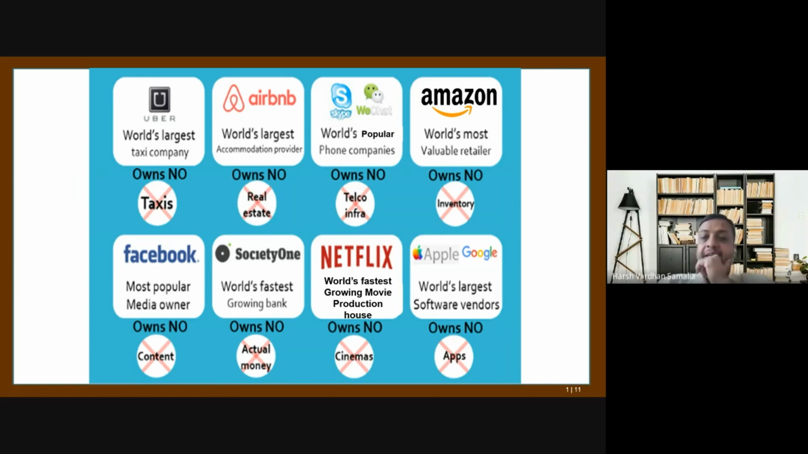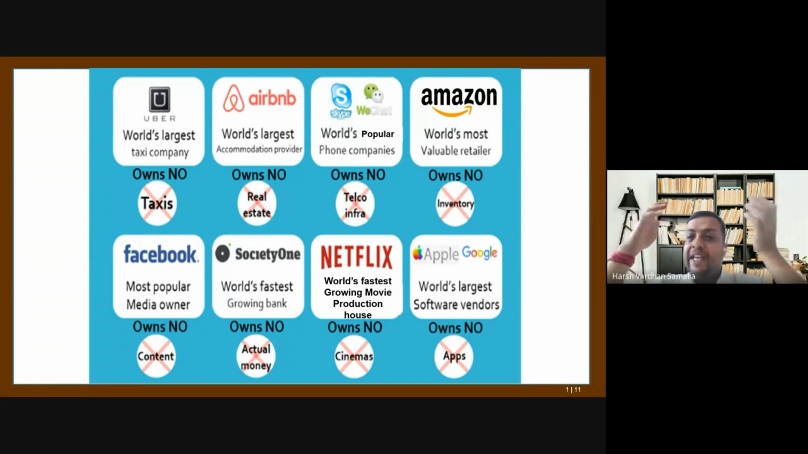If you look here, Uber is the world's largest taxi company, but practically it does not own any of those taxis. I'm saying practically, not theoretically, because around 1% or 1.5% of cars are owned by Uber. The rest are not. If you look at the number of cars in their fleet, you will see that it's almost zero. Similarly, Airbnb is the world's largest accommodation provider, but this company does not own any real estate.